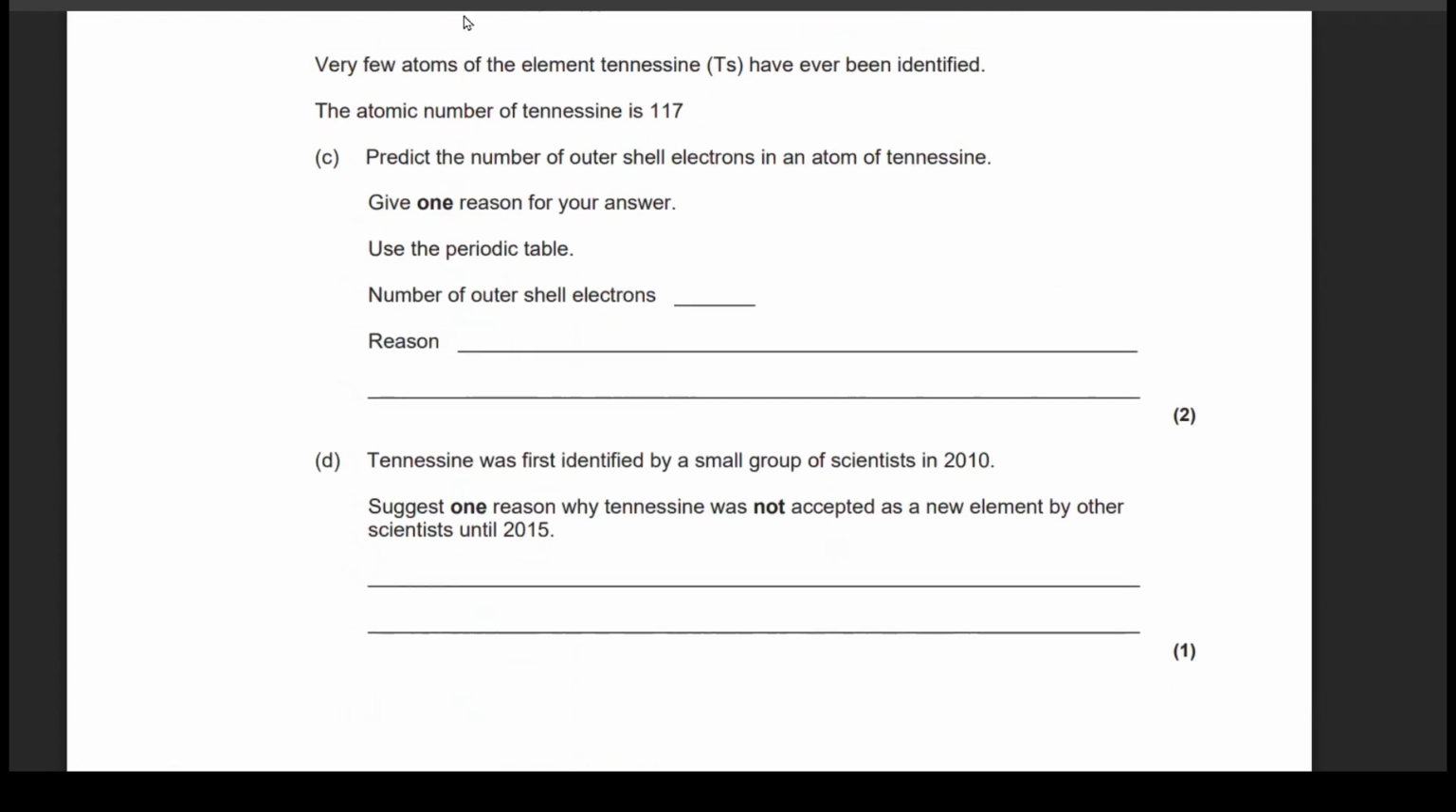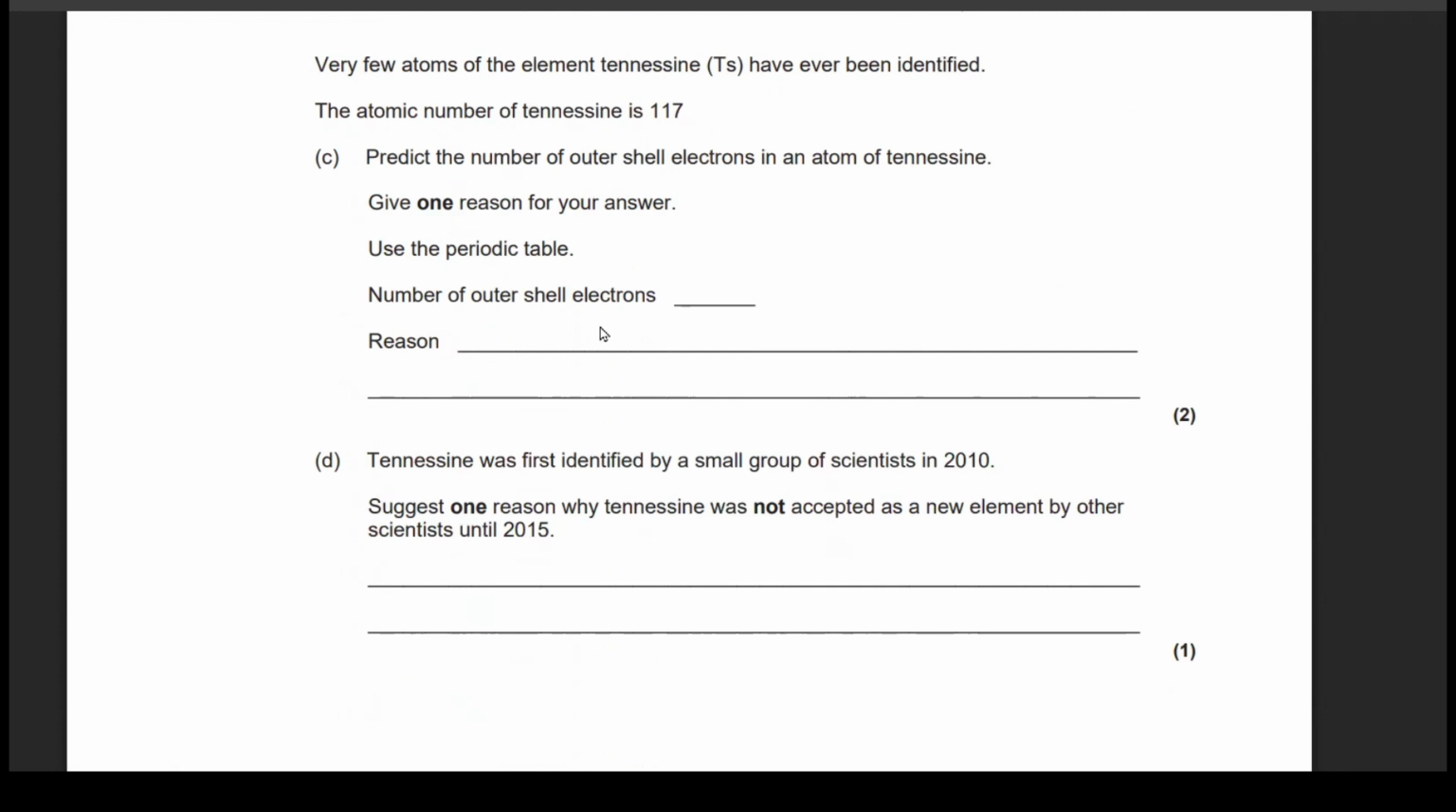Right, here we go. Very few atoms of the element tennessine, capital T, little s, have ever been identified. The atomic number of tennessine is 117. Predict the number of outer shell electrons in an atom of tennessine. Give one reason for your answer. Use the periodic table. Number of outer shell electrons, reason.